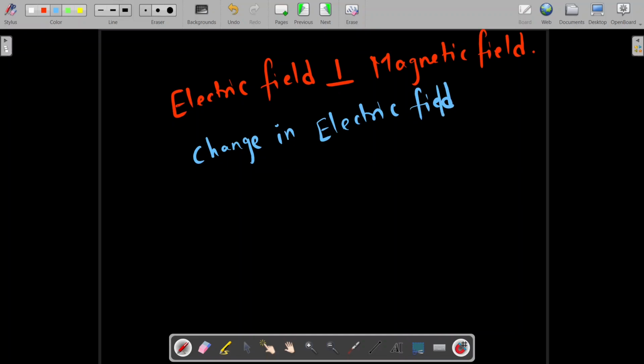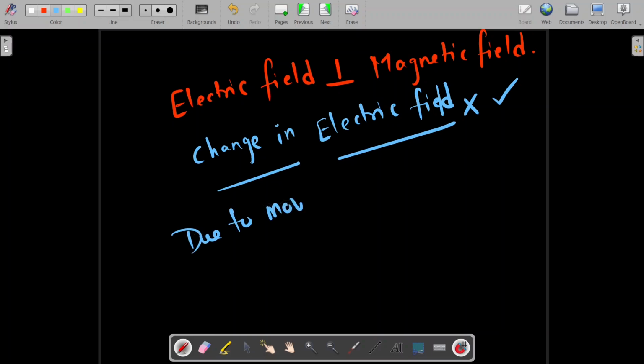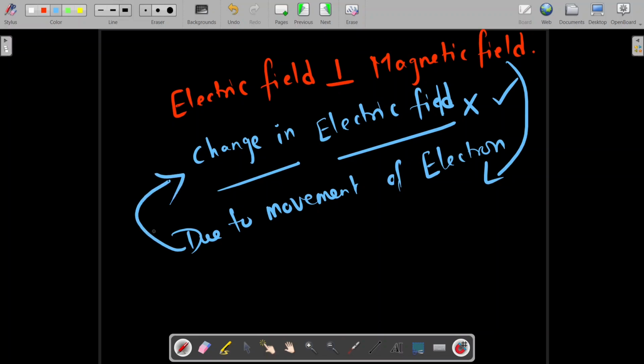Actually, this is not a perfect thing. Okay, not change in electric field. For your understanding purpose, I have told it like this. But exactly, if you want to say, due to the movement of the electron, it creates the magnetic field. And we can also say that due to change in electric field, it induces a magnetic field.